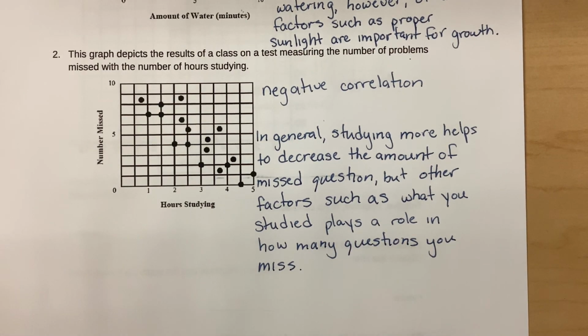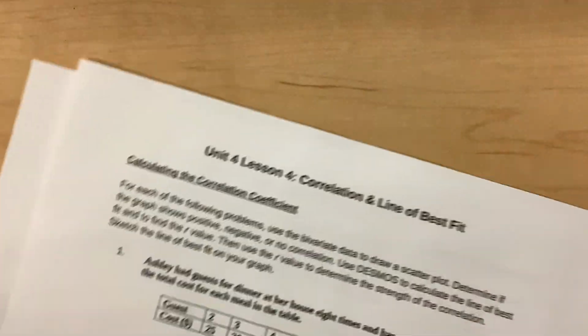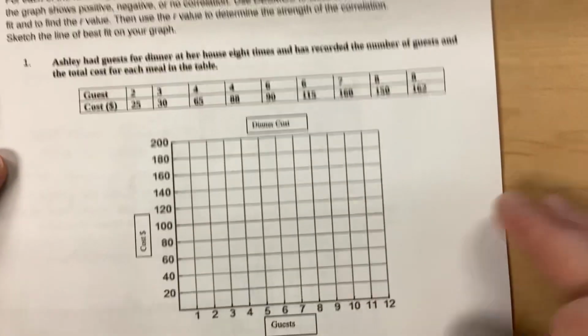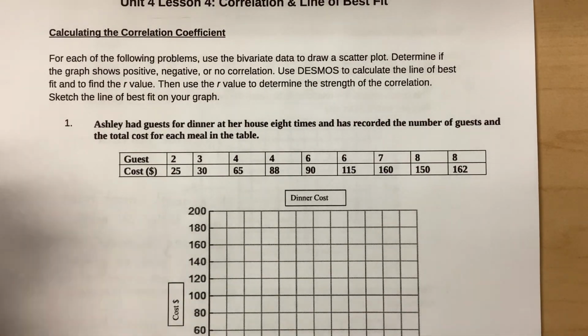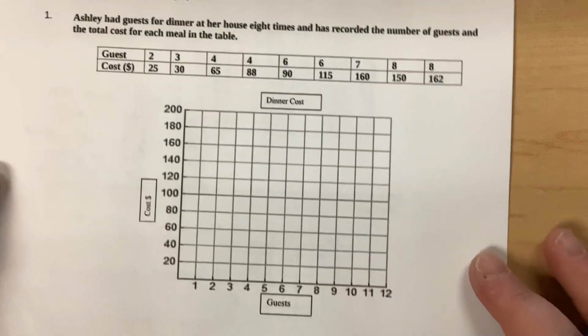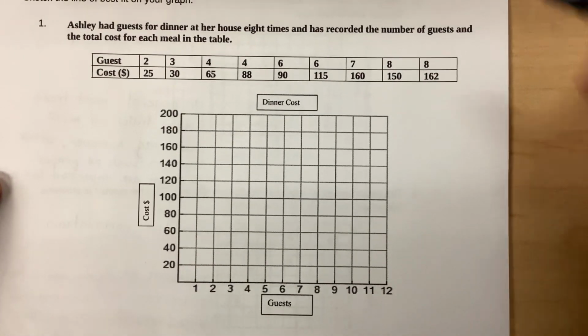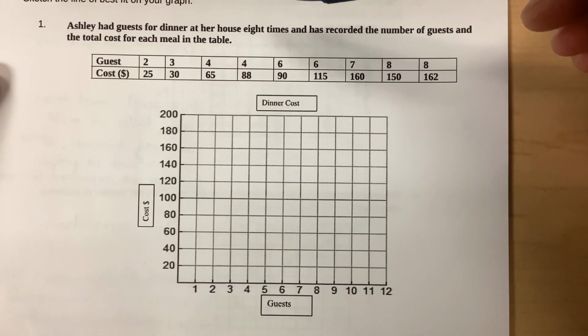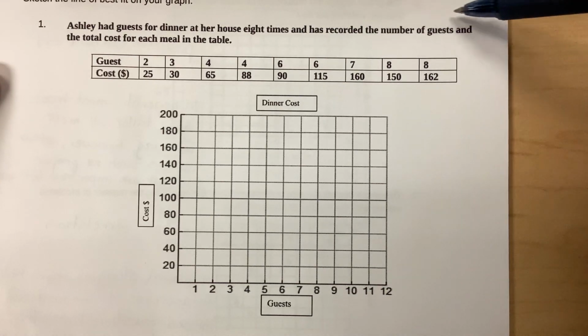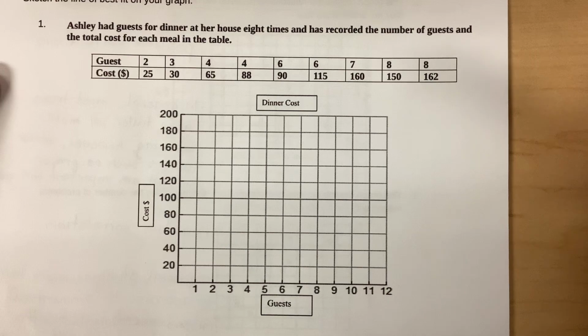Okay. All right, moving on, we are going to talk about how to use Desmos to find the line of best fit and how to calculate the correlation coefficient. Okay, so first of all, Ashley had some guests over for dinner 8 times this month and has recorded the number of guests and the total cost for each meal in the table below here, okay?